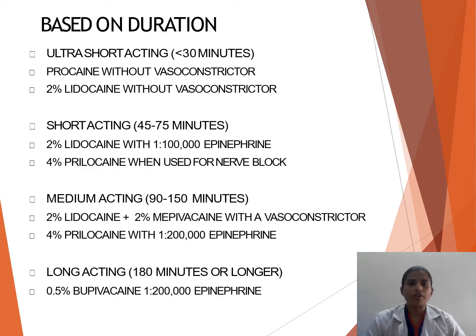Based on the duration of action, local anesthetics are classified into ultra short acting, medium acting and long acting. Examples for ultra short acting are procaine without vasoconstrictor, 2% lidocaine without vasoconstrictor. Examples for short acting are 2% lidocaine with 1:1 lakh epinephrine, 4% prilocaine when used for nerve block. Examples for medium acting are 2% lidocaine, 2% mepivacaine with the vasoconstrictor, and 4% prilocaine with 1:2 lakh epinephrine. Example for long acting is 0.5% bupivacaine with 1:2 lakh epinephrine.